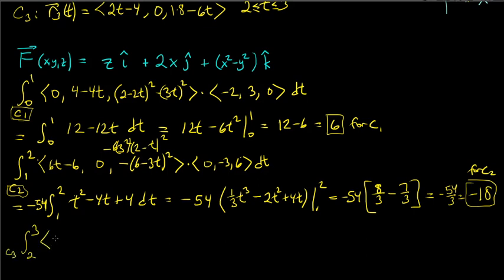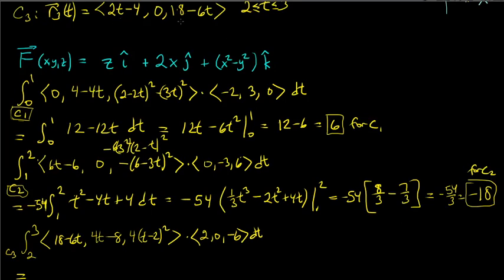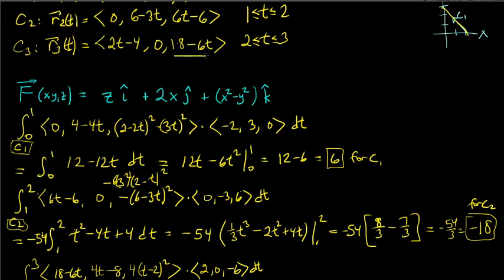All right, so z is 18 minus 6 times t. 2 times x is going to be 4t minus 8. And then x squared minus y squared. So x squared is going to be, well, 2 squared, which is 4, times t minus 2 squared. And we'll unravel that later. And then dr is going to be 2, 0, negative 6 times dt. Yeah, so this is not going to be that pleasant either. Let me make sure. So z squared. Sorry, there's no z squared. It's just z. This is z here.